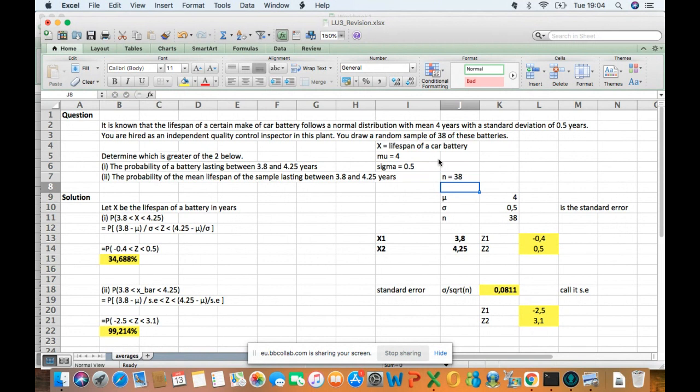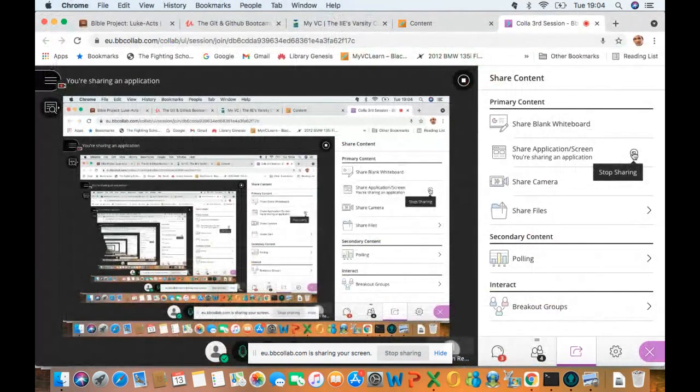And just give me a second. I'm going to use my page here. All right, so mu is 4. Sigma is 0.5. Right, your n is 38. Okay, so now we're going to go to the whiteboard. All right, so I'm going to stop sharing. And here's the whiteboard.